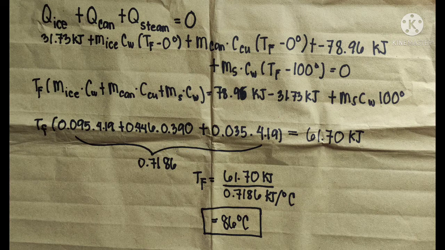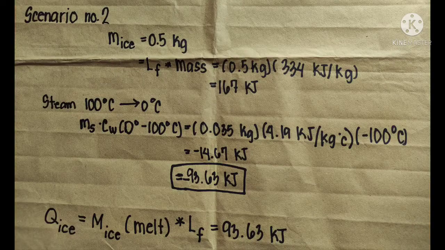And as you notice, that is between 0 degrees Celsius and 100 degrees Celsius, as we expected, and it is all in the water phase. So the total water will be the mass of the ice that all melted into water, and the mass of the steam that has all condensed back into water, so that would be 0.095 kilogram plus 0.035 kilogram, that is 0.13 kilogram. So there is 0.13 kilogram at 86 degrees Celsius.